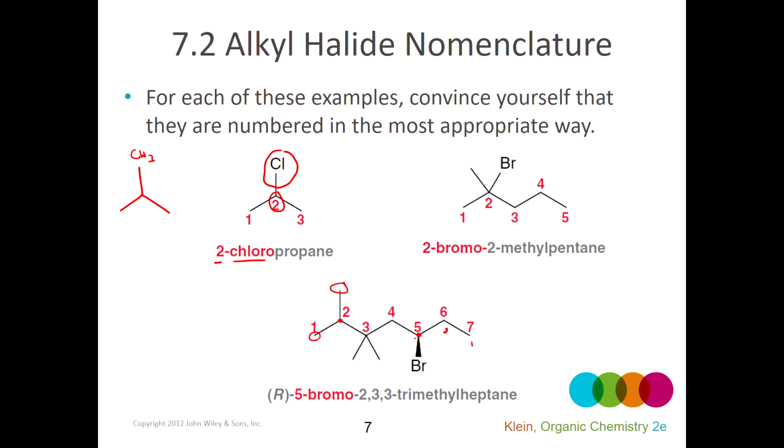So since the bromine is on 5-bromo, and there's a methyl on 2, and 2 methyls on 3, so 2,3,3-trimethyl. And then obviously if there's a chiral center, I would have to know whether it's a solid wedge or a dash wedge. In this particular case, prioritizing the groups gives me 1, 2, 3, and that's clockwise, so that's how I get the R configuration there.